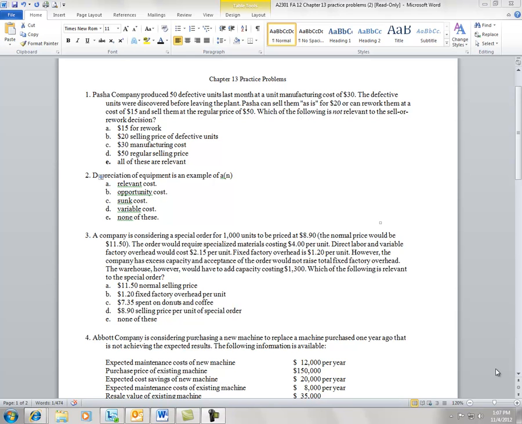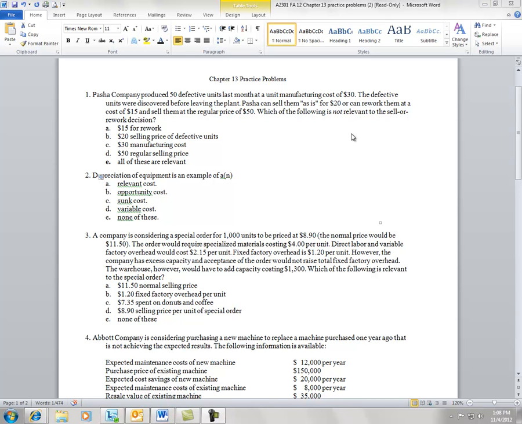We're told that Pasha Company produces 50 defective units. They had a unit manufacturing cost of $30. These defective units were discovered before leaving the plant. So there's two decisions that the company can make here. Either sell them as is for $20, or they can rework them at a cost of $15 and sell them at the regular price of $50. So the question here is, which is not a relevant cost to the sell or rework decision?